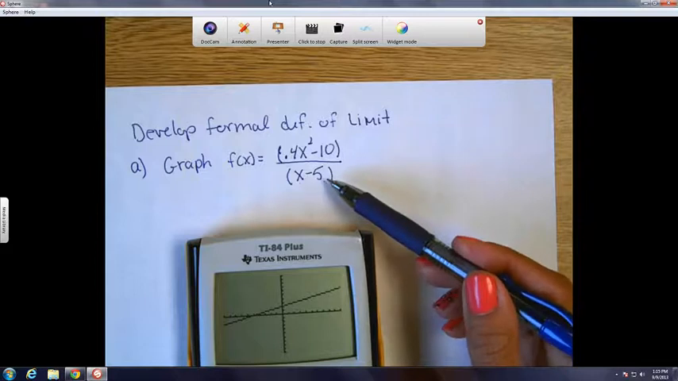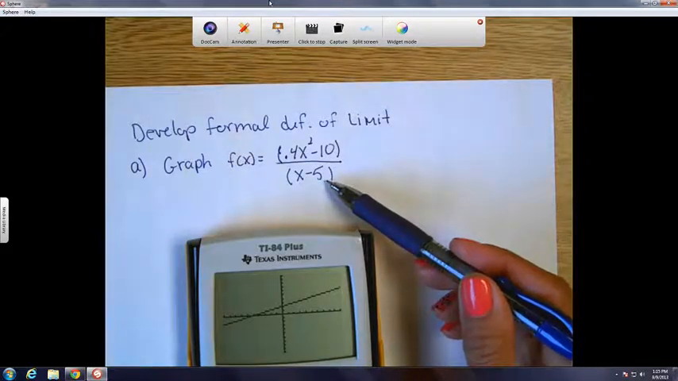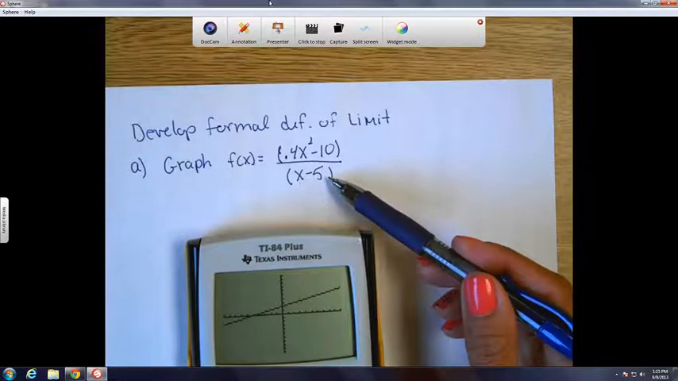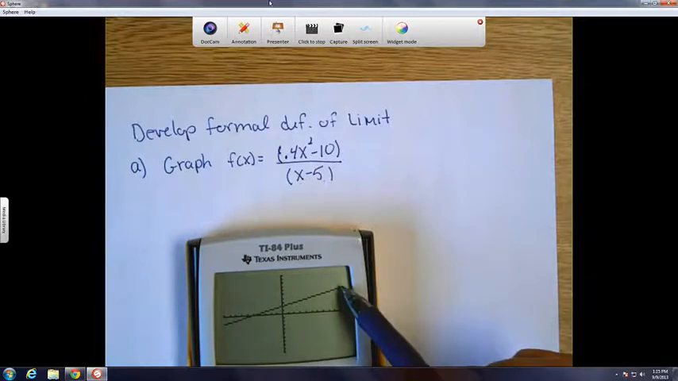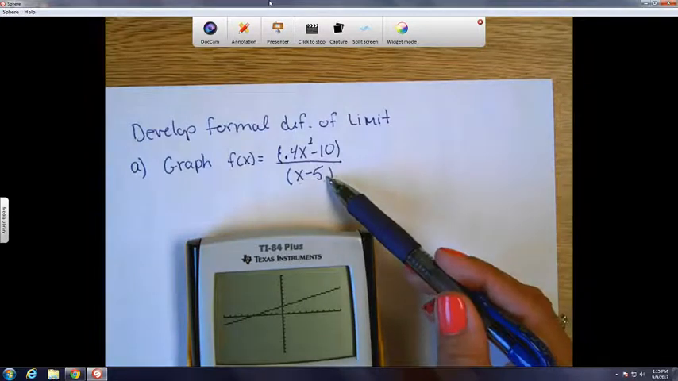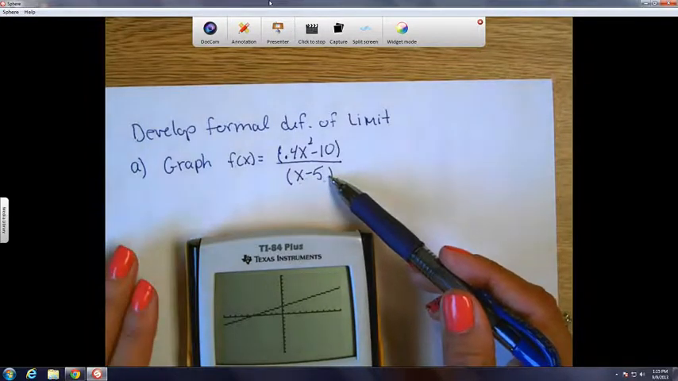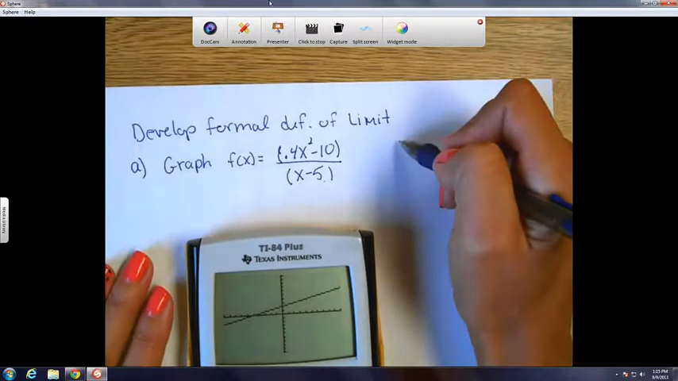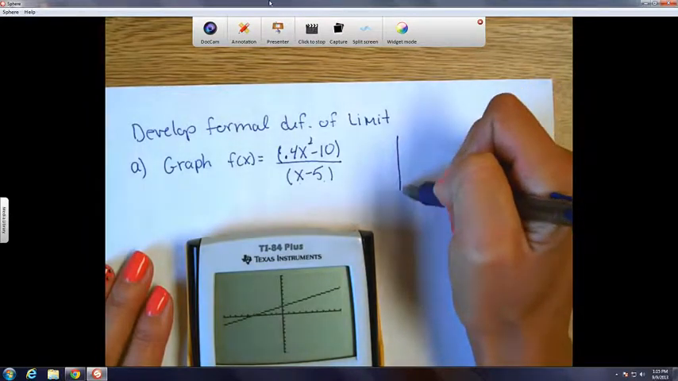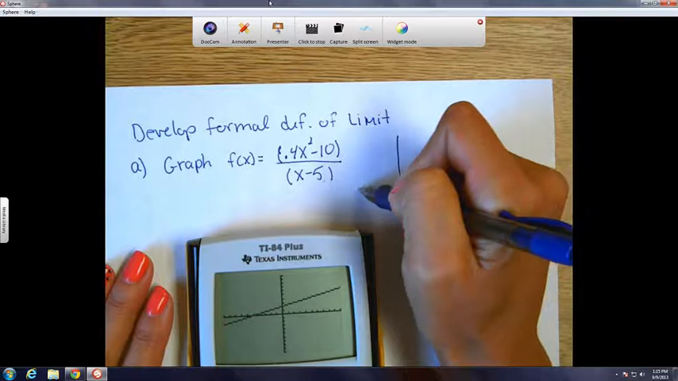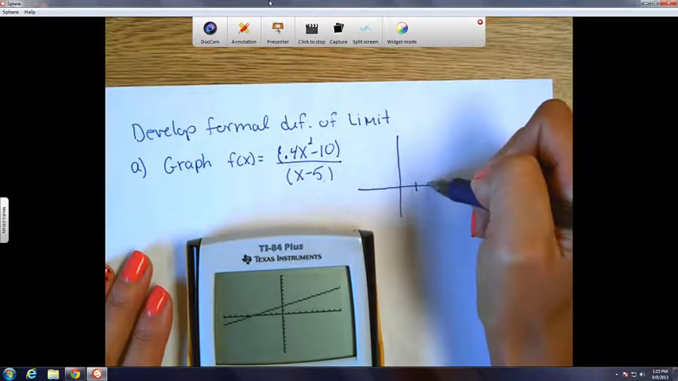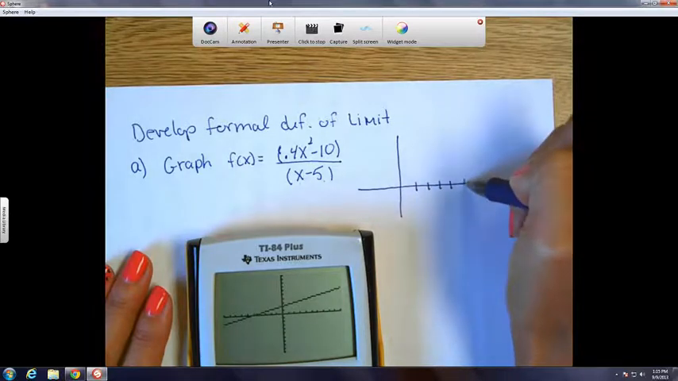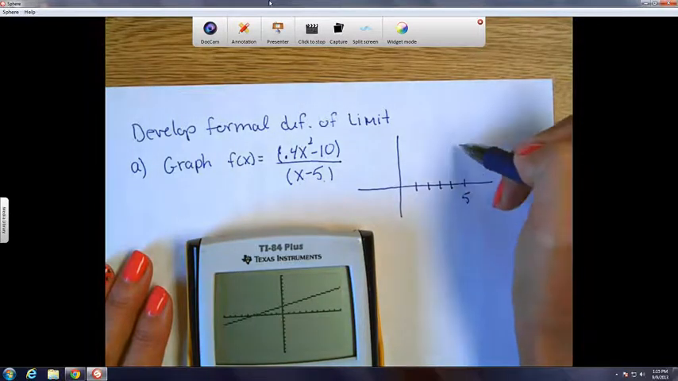Anytime you've got a denominator that equals 0, you've got one of two things happening. There's either a hole in the graph, or there's an asymptote that the graph keeps getting closer to. So because this looks continuous, you know it's a hole in the graph. And we're going to be able to remove that hole in the graph. So, when we graph this, when x is 5, 1, 2, 3, 4, 5, it would be nice to know where that hole is at.